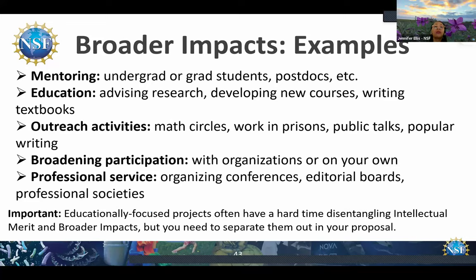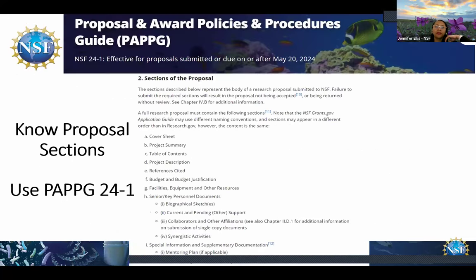Some broader impact examples: mentoring undergraduates, graduate students, postdocs, etc. Education, advising, research, developing new courses, writing textbooks. Your outreach, if it's math circles, working in prisons, public talks. I think one of the questions was about outreach; you didn't use the term, but those are outreach activities that you were mentioning. Broadening participation with organizations on your own. Professional service, with organizing conferences, editorial boards, professional societies, really thinking about what those broader impacts of your work are.